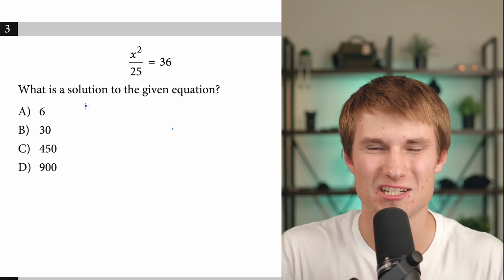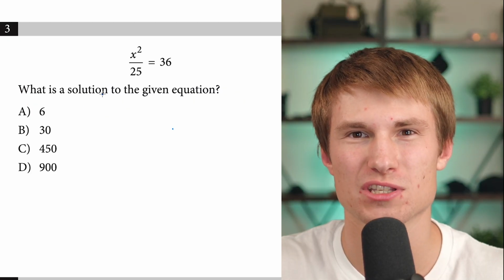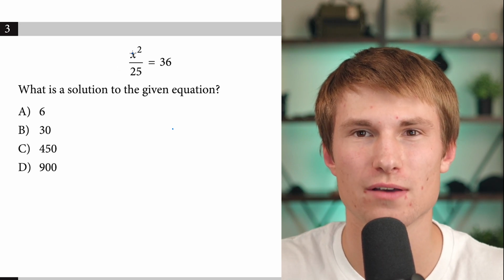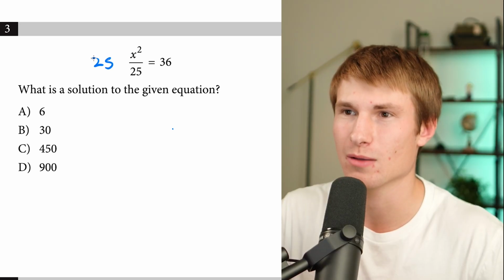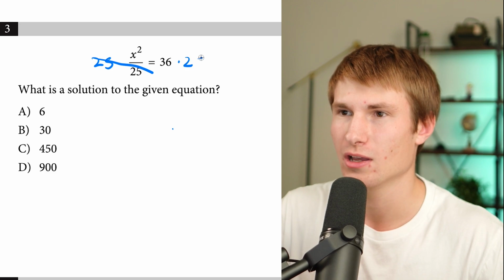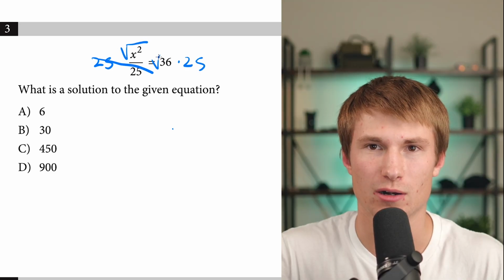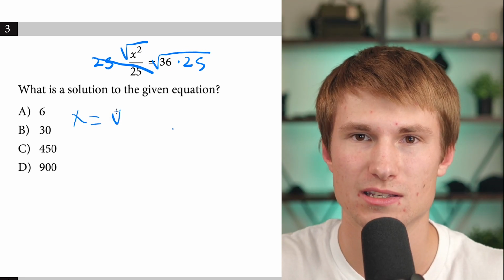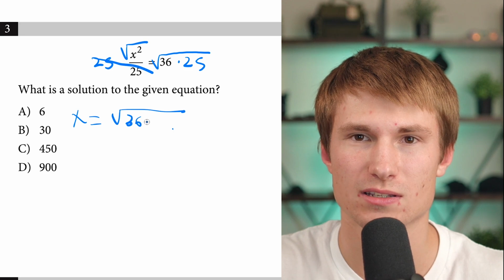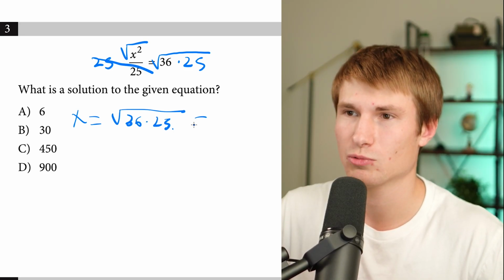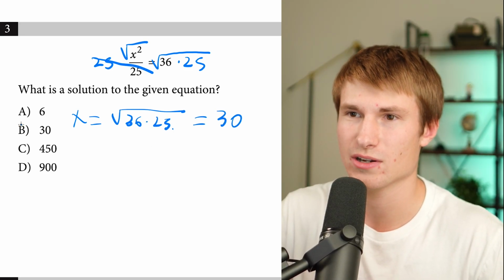Here's how to solve this SAT math question in under 60 seconds. The question states, what is the solution to the given equation? In order to solve this, we need to isolate x. We'll start by multiplying both sides by 25. Next thing we have to do is get x all alone. So we have to take the square root of x squared, which means we also have to take the square root of 36 times 25. This leaves us with x is equal to the square root of 36 times 25, which will equal 30. So we know our answer there is going to be answer choice B.